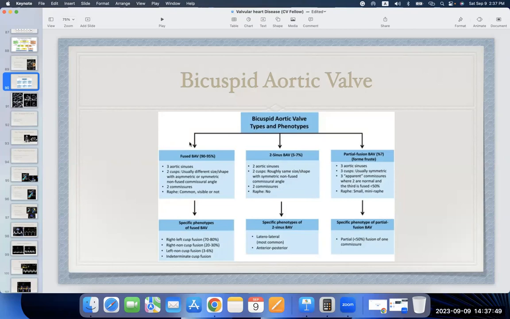The most common one of them is a fusion between the right and left cusp. And we have the 2 sinus bicuspid aortic valve, which is the true bicuspid aortic valve. These patients have only 2 sinuses and only 2 cusps, and we divide them into lateral, I will show you, or anterior-posterior. And the last group is the patient with the partial fusion.